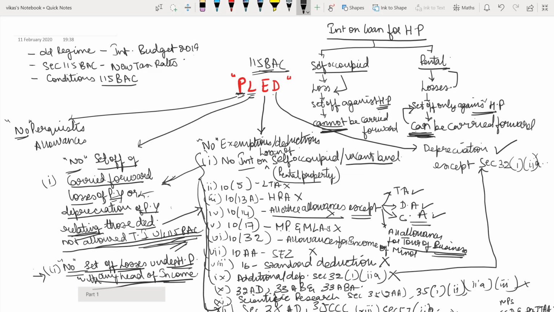Scientific research sections, that is 35(2AA), 35(1)(ii), (iii), 35(2AB) and 35(3), are also not allowed. 35AD, the investment things, and 35CCC are not allowed. Section 57(iia), that is the family pension allowance, is not allowed. All the Chapter VI-A deductions, that is 80C, 80D and the various list of deductions under Chapter VI-A, are not allowed, except only two deductions: 80CCD and 80JJAA. So it has to be noted that these are the conditions which are to be satisfied in order to claim the benefit of section 115BAC.